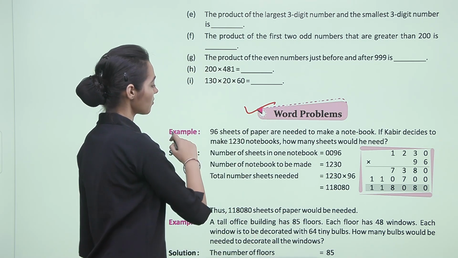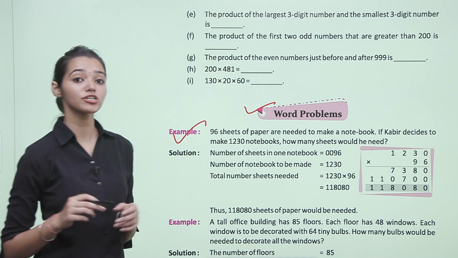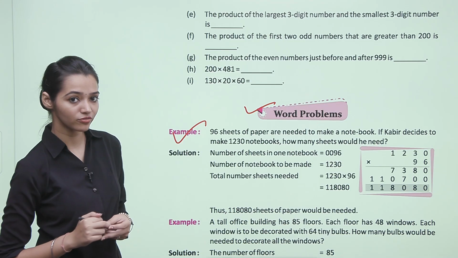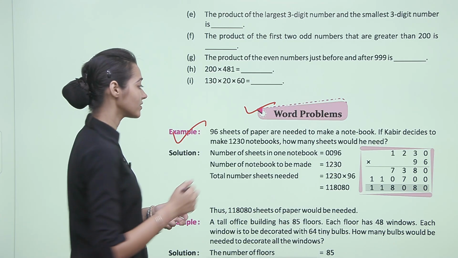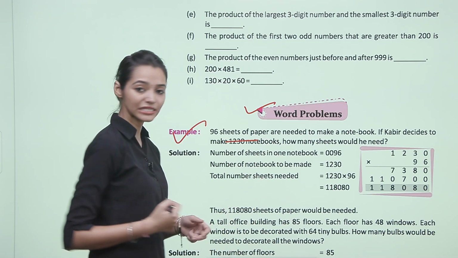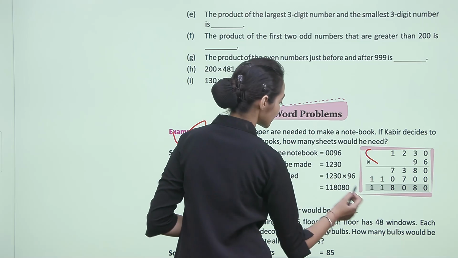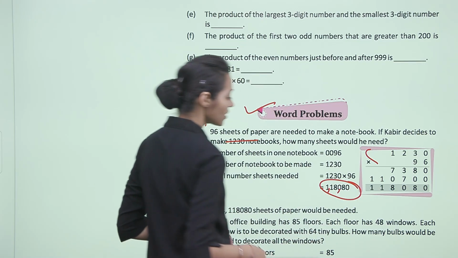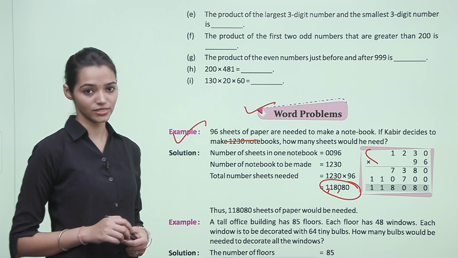Now next is our word problems. In the first one, 96 sheets of paper are added to make a notebook. If Kabir decides to make 1230 notebooks, how many sheets would he need? We will multiply it by 96, that means he needs a total of 1,18,080 sheets.